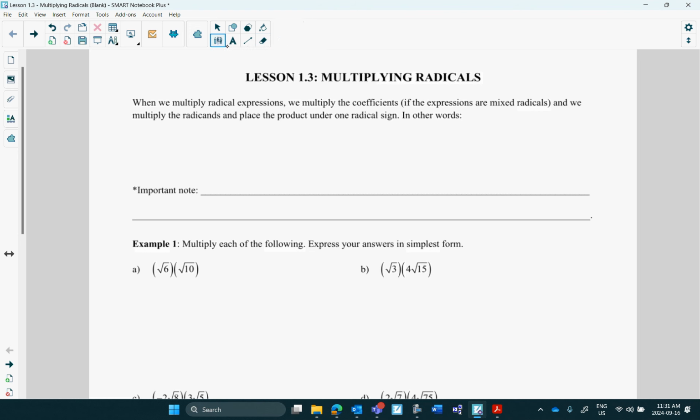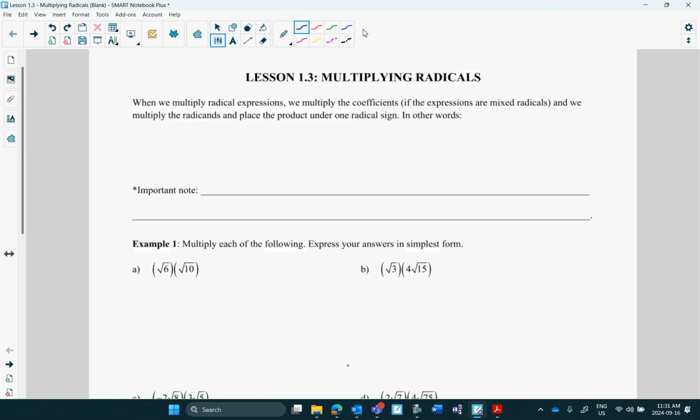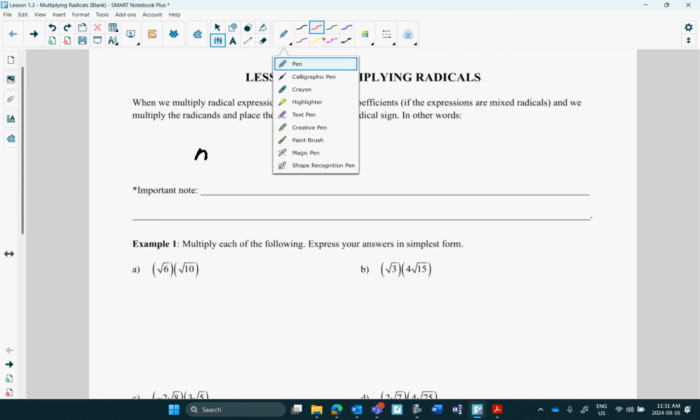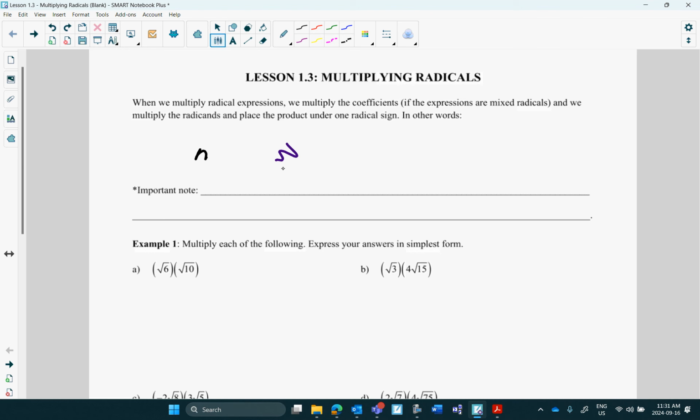So in general, when we multiply them, if we got... why is it not letting me use purple? Turn off. Let's try this one. See if that works. Okay.